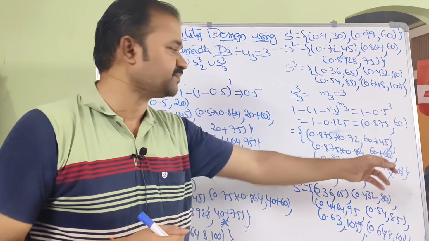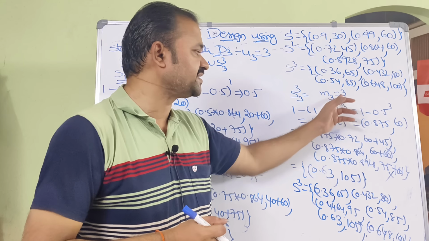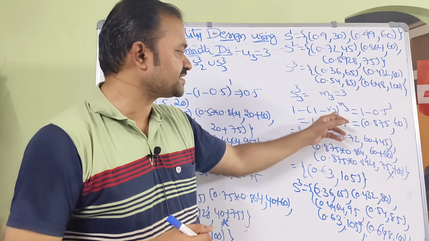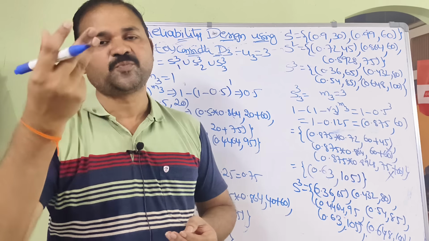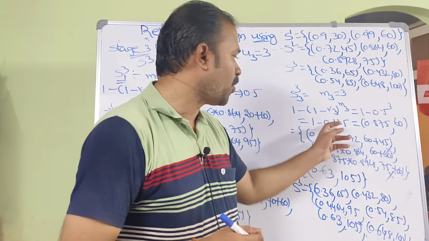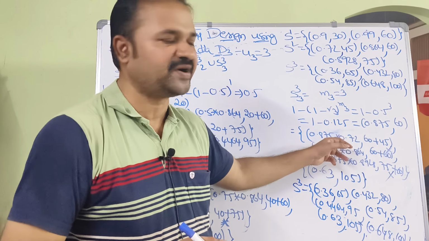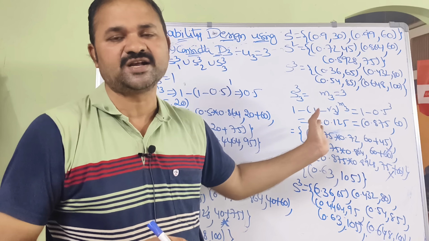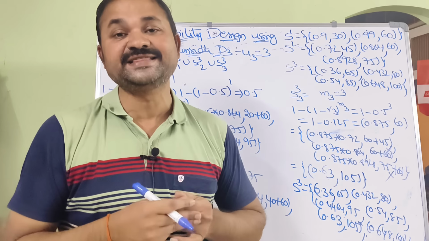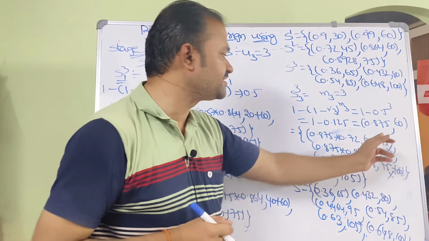M3 equal to 3. So 1 minus R3 whole power M3. So 1 minus R3 means 0.5. So 1 minus 0.5 means 0.5. So 0.5 whole cube means 0.125. So 1 minus 0.125 means 0.875. Here the cost of the third device is 20. Here we are maintaining 3 copies. So 20 into 3 means 60.